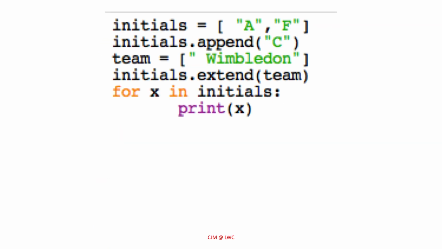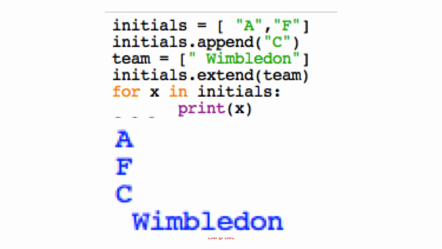So here we are, have a look at this code, see what happens, and then you can guess what the code is. Pause now. Okay, so AF is initials, then I appended C, and team is Wimbledon. So I've taken the list of initials, and I've added team to it. So now it's going to print out each one in that. So it's printed out AFC Wimbledon. Come on, you Dons. Okay, guys.